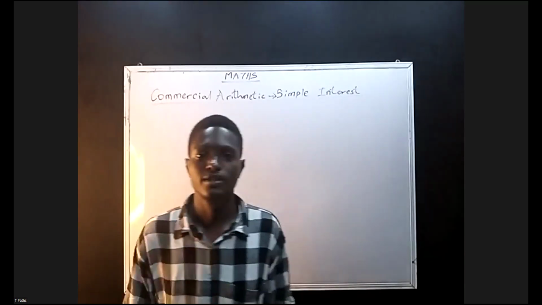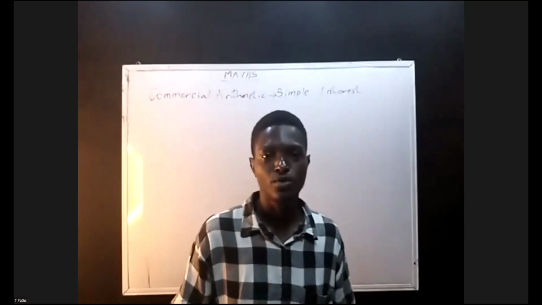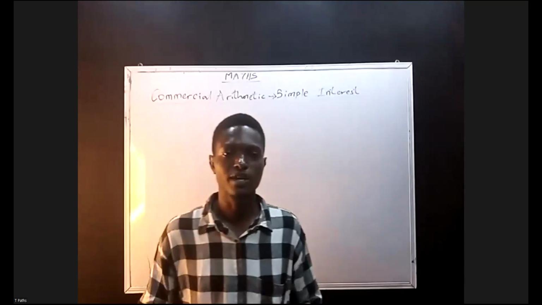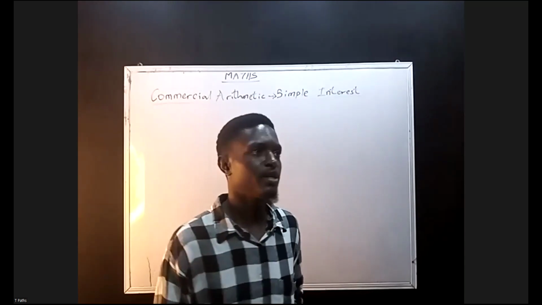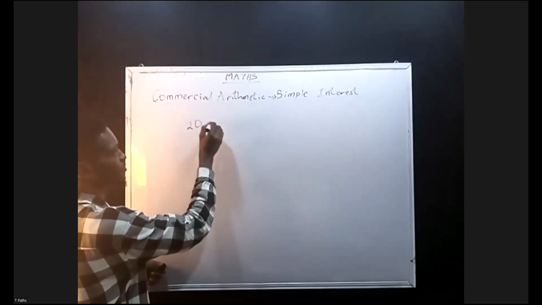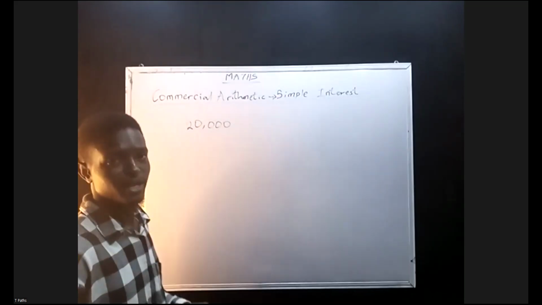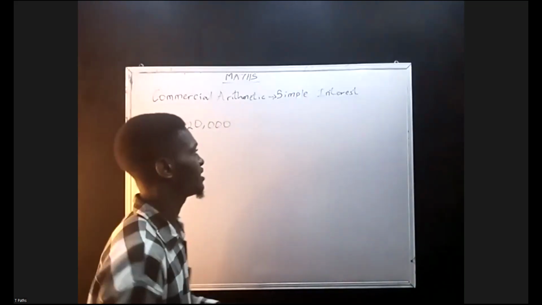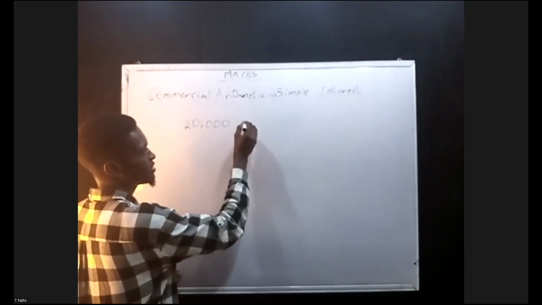I said whenever a person borrows money from a lender, you'll be required to pay back the money at a specified date. Let's take for instance, you borrow 20,000 from a money lender. You'll be required to pay back on a specified date. Let's say you are required to pay back in 6 years' time.